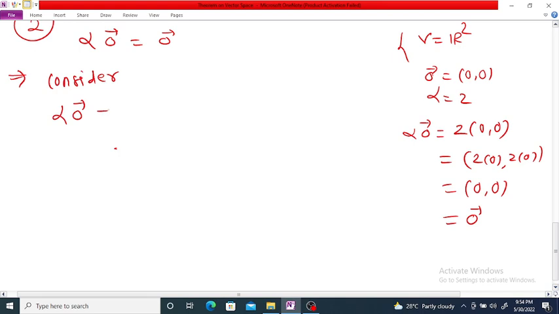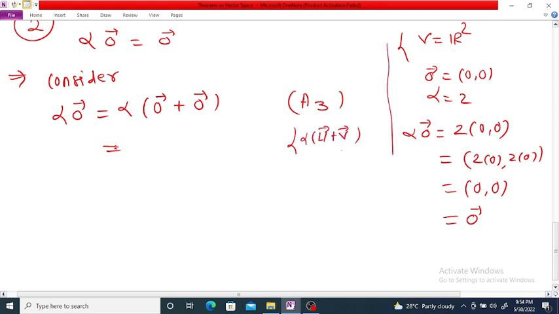So here we can write this as, now consider alpha 0 bar. This is nothing but, we can write 0 bar as 0 bar plus 0 bar. Here we consider this 0 bar as the additive identity by using A3. Now since we know that alpha times u bar plus v bar is equal to alpha u bar plus alpha v bar, we can write this as alpha 0 bar plus alpha 0 bar by using the property M1.